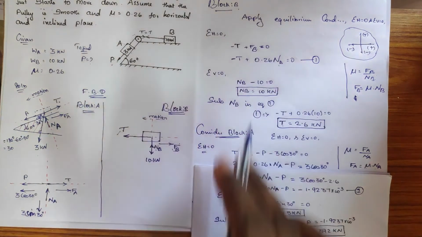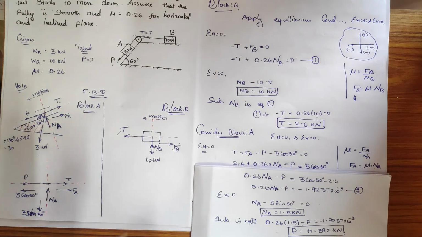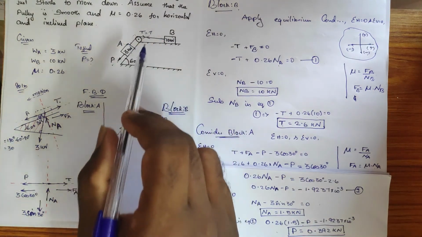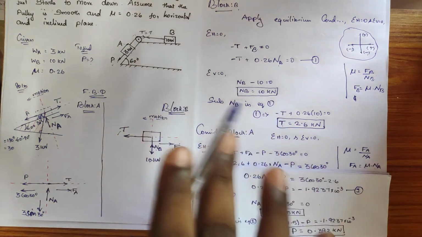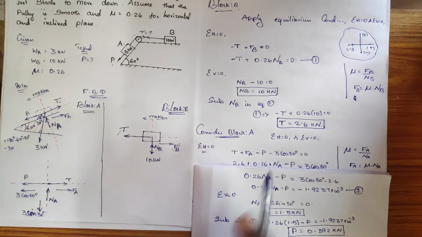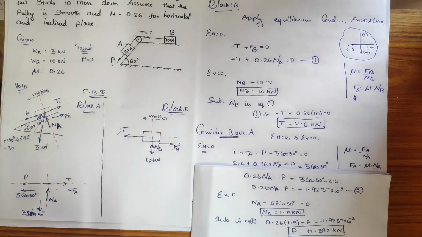In such a manner I have proceeded with the sum of horizontal force and vertical force, and I got the values. So here, when you are having ropes, just keep in mind that the tension force will be equal in magnitude, and the direction will be changed, but the magnitude will be similar. With the help of that logic I have substituted, and I have found the P value which is required to pull the blocks downward. So P equal to 0.392 kilonewton is the required force to move downwards. Okay, so hope you understood. Thank you so much.